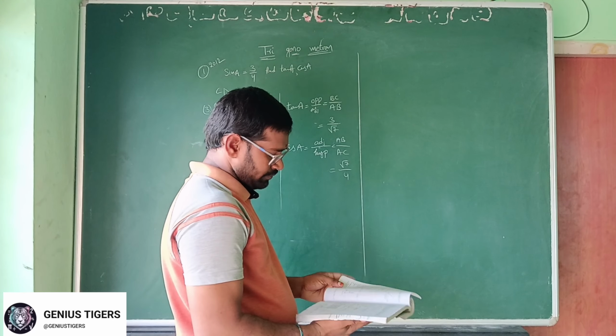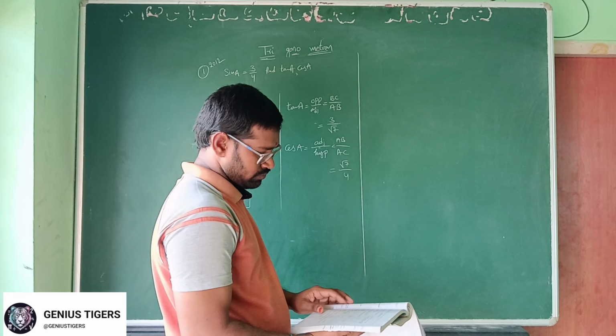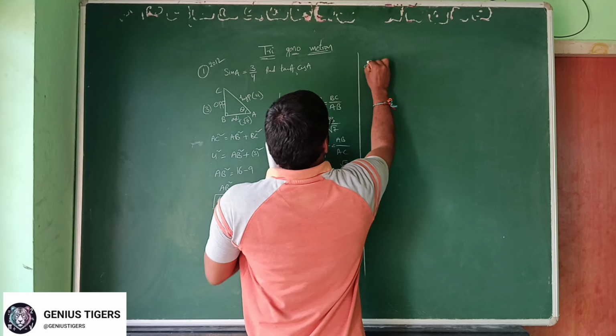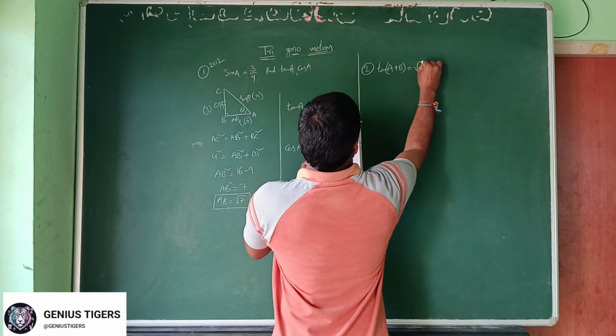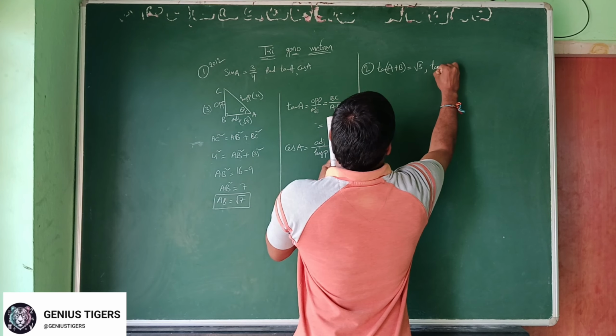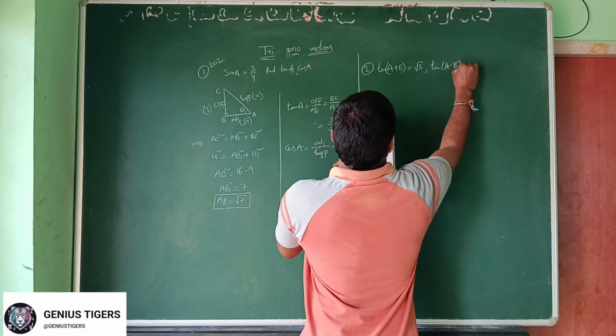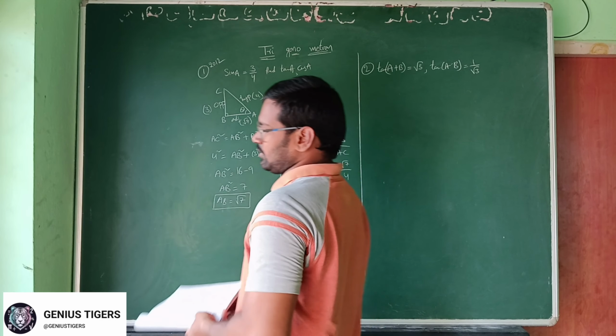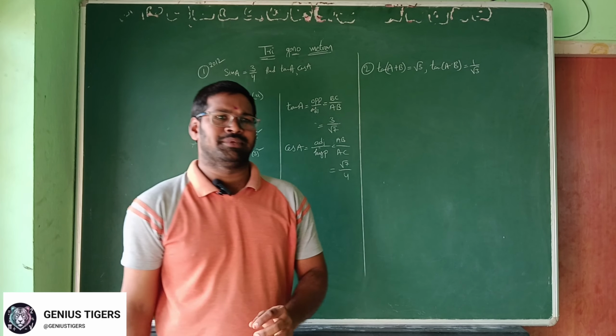In the previous year, they gave one more important question. See, second one: tan of (A plus B) equal to root 3, tan of (A minus B) equal to 1 by root 3. Find the value of A and B.